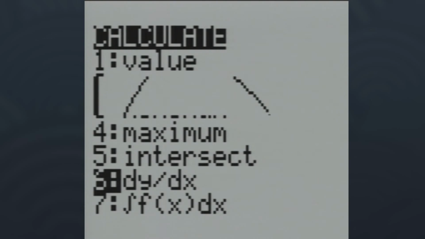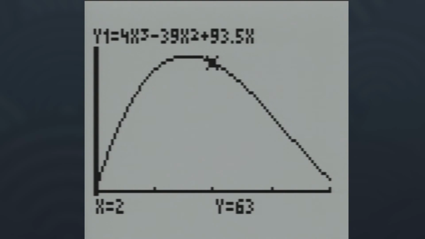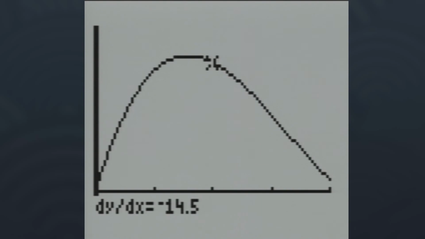So if you hit dy/dx, and you'll notice that your graph looks like this, we're always looking for the instantaneous rate of change at one particular point in time. So suppose we wanted to know how fast the volume was changing when the height of the box was 2 inches. So just type in 2, and you'll notice it automatically changes to x equals 2 for you. Hit enter, and you get dy/dx. Now take a look at where your blinky spider is on the curve. That is the spot at which x equals 2 on the curve. And notice how we get a dy/dx value of negative 14.5.